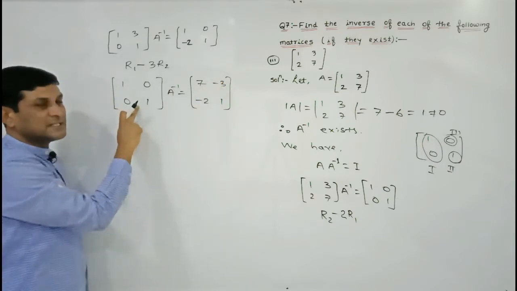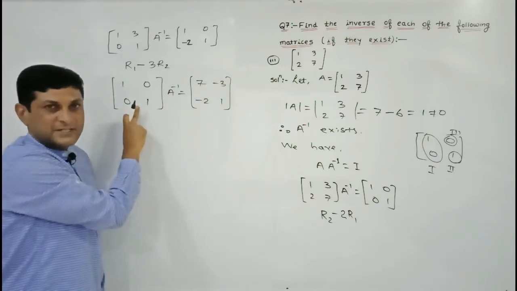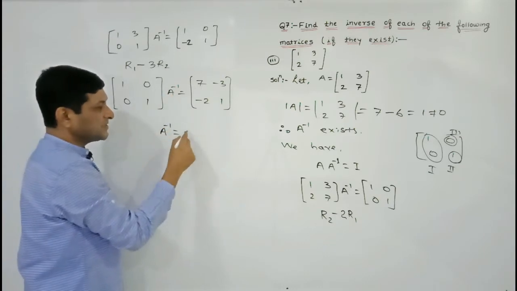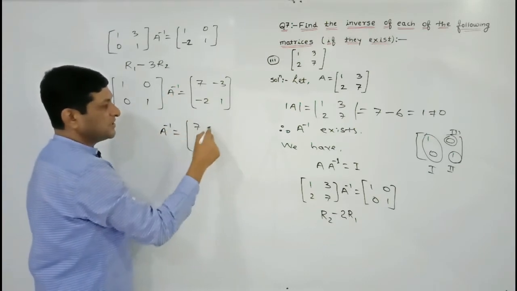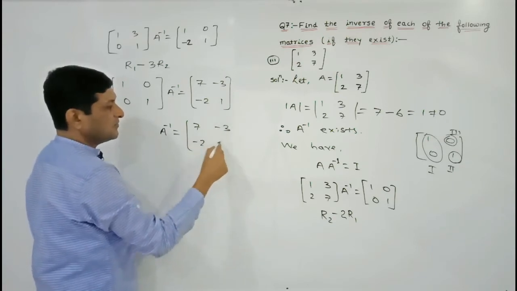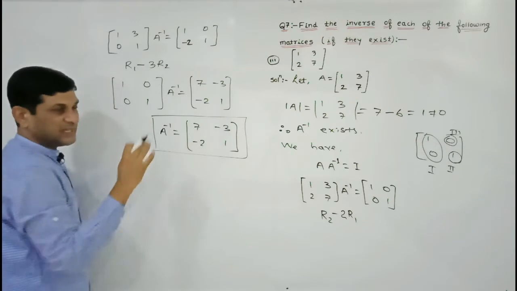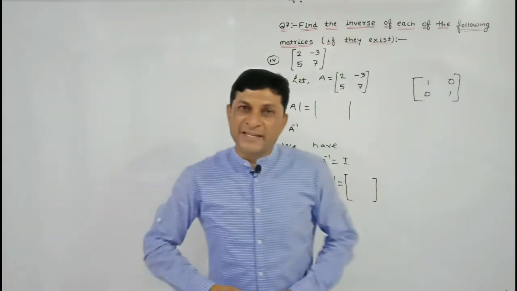Now on this side, the matrix will get converted into identity. Identity matrix into A inverse will be equal to A inverse, and on this side, whatever new matrix we have got will be the value of the inverse of the given matrix. Now see example number 4.